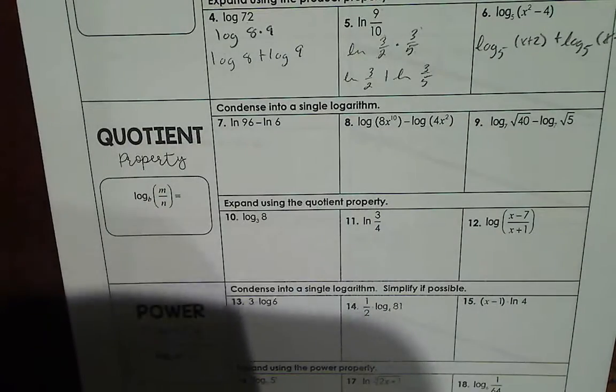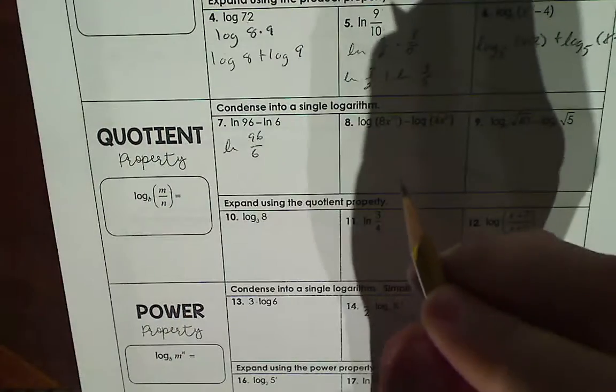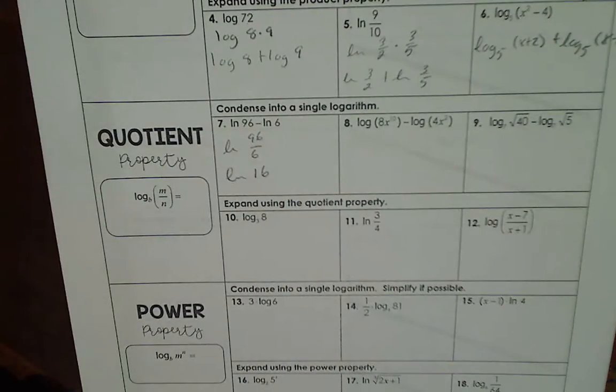Quotient property. Okay. Subtraction means turn it into a division problem. So natural log of 96 divided by 6, which becomes a natural log of 16. Okay.